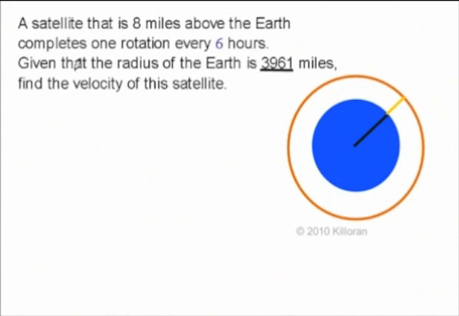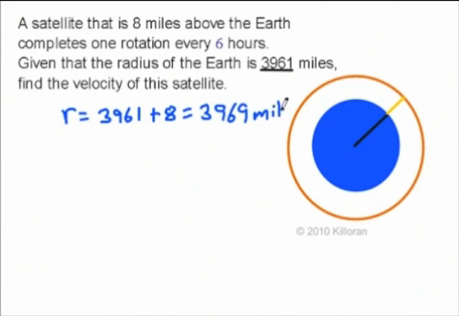So we're going to need to add those two numbers together to come up with the full radius. So the radius is equal to 3,961 plus the 8, for a grand total of 3,969 miles above the center of the Earth. Alright, the next thing to deal with is this completes one rotation every 6 hours.